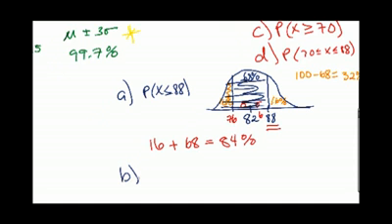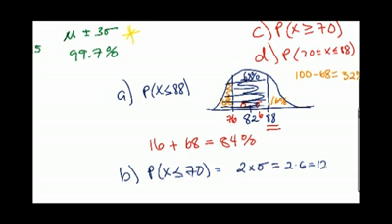Alright, let's go on to the next one. B was less than 70. So less than 70. 70 is 2 standard deviations from the mean, right? Because 2 times sigma is 2 times 6, which is 12, and 82 minus 12 gets us our data point that we wanted of 70.